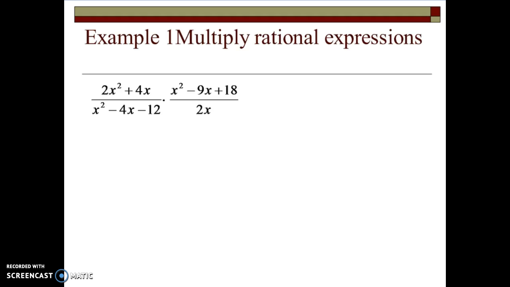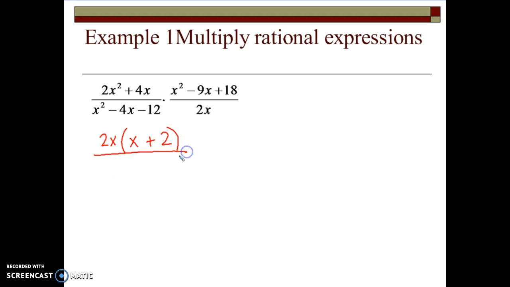So for this example, we've got 2x squared plus 4x over x squared minus 4x minus 12. So I'm going to factor. Always look for your GCF first. So for the top here, 2x squared and 4x, they have 2x in common. So I'm going to take a 2x out, and that's going to leave me with x plus 2.